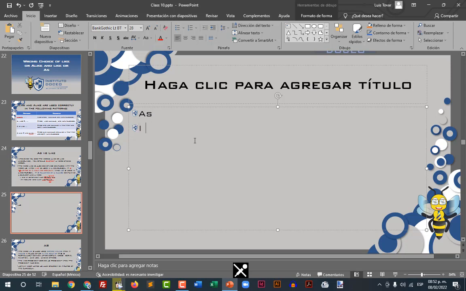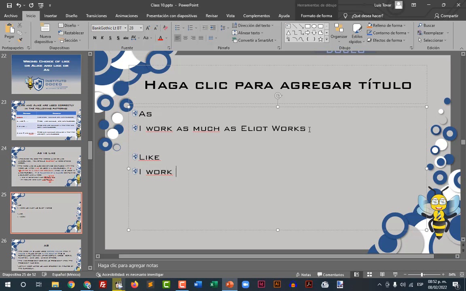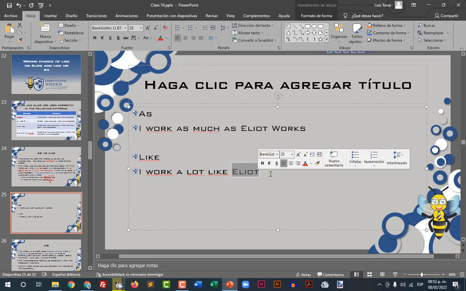For example, here we have, I work as much as Elliot works. So I have as, and then I have the subject, Elliot, and a verb, works. But if I use like, with the meaning similar, say something similar, I say something like. Like here is a preposition. I work a lot like Elliot. So after the word like, we only have a noun here. No verb.